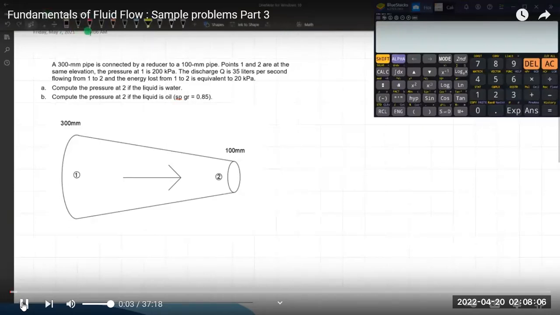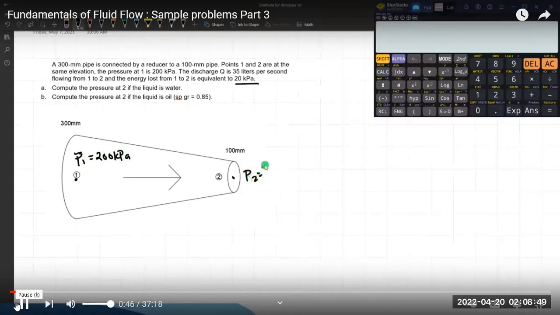We have here a 300 mm pipe connected by a reducer to a 100 mm pipe. Points 1 and 2 are at the same elevation. Okay, point 1, this is point 2. And the energy lost from point 1 to point 2 is equivalent to 20 kilopascal. Compute the pressure at point 2 if the liquid is water. We have a given pressure at point 1, so we have a pressure here of 200 kilopascal.